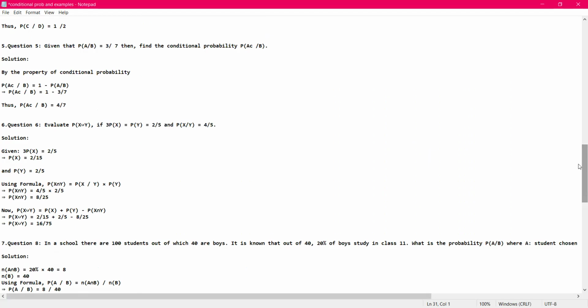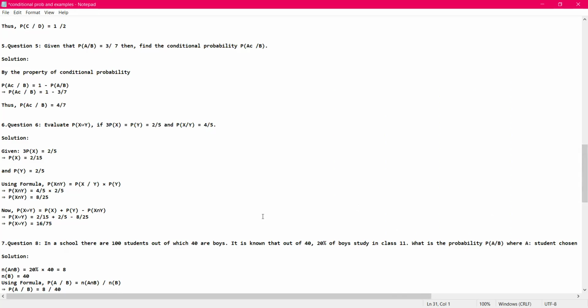So what is the value of P of A given B? 3 by 7. So 1 minus 3 by 7 equals 4 by 7. So finally, P of A complement given B equals 4 by 7. That is it for this one. Next example.